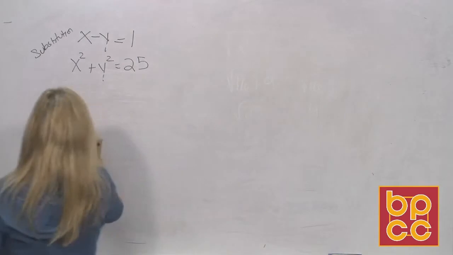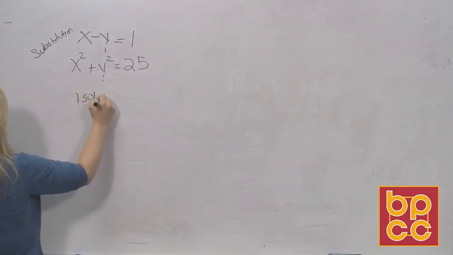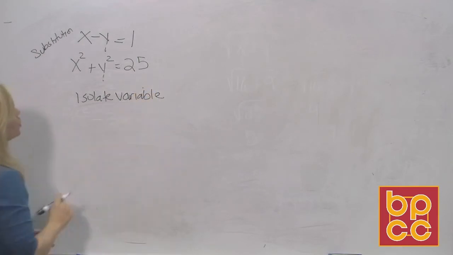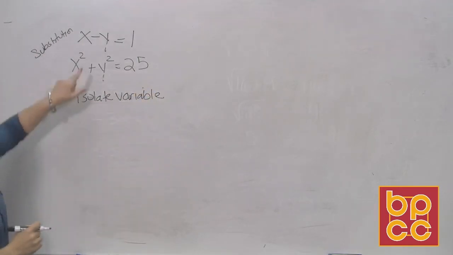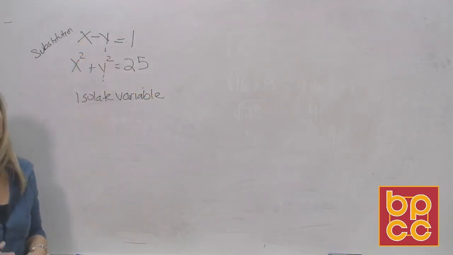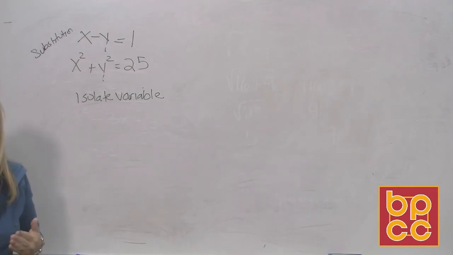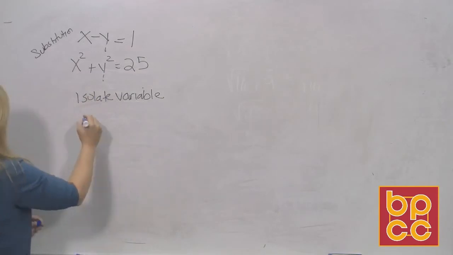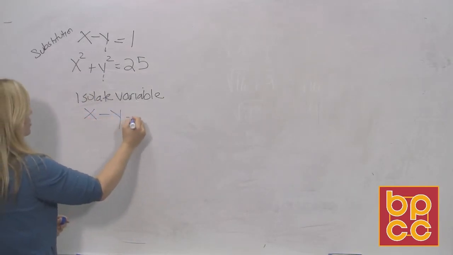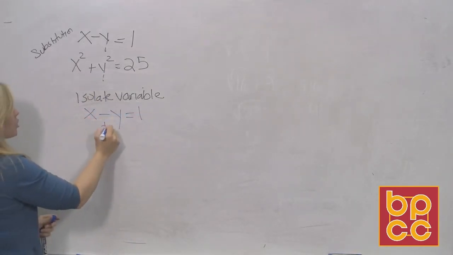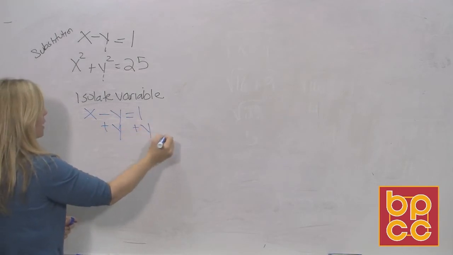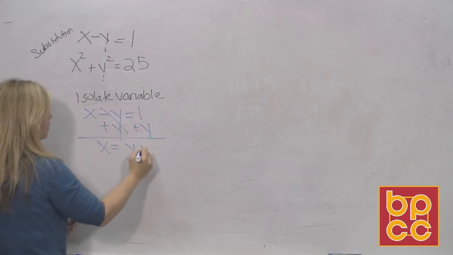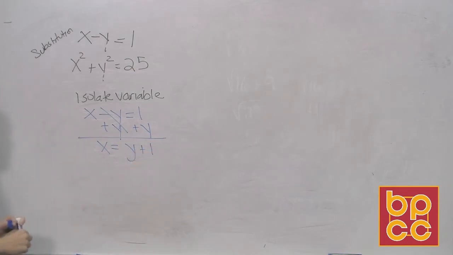So we're going to go down here first and we're going to isolate a variable. And you get to choose which variable to isolate. Do you want to isolate the x or the y? It doesn't matter to me, but pick the one that can be done quick and easy. It is very easy to isolate x, because all you'd have to do is add y to both sides. And we get x equals y plus 1. Now we can do substitution.